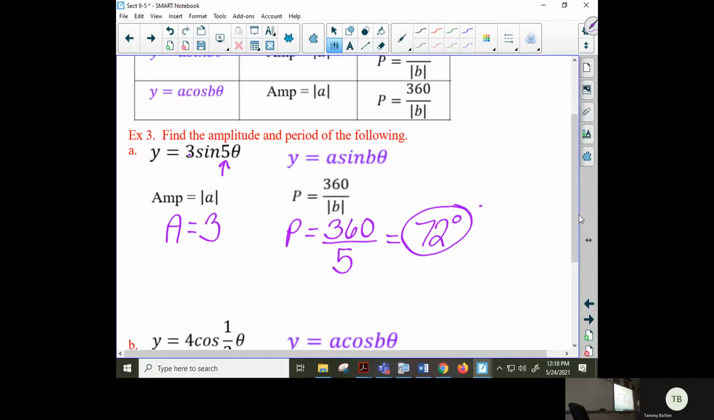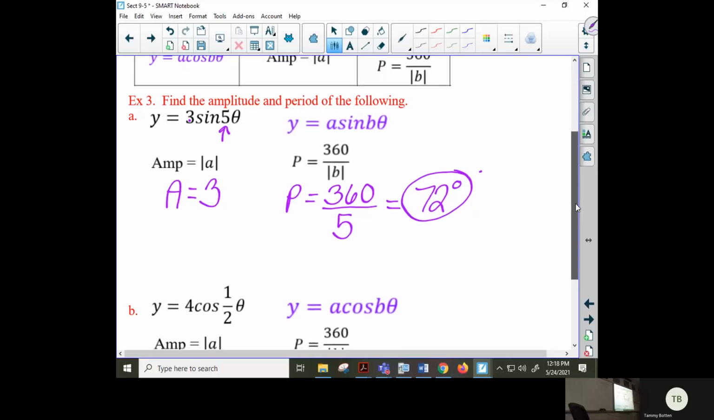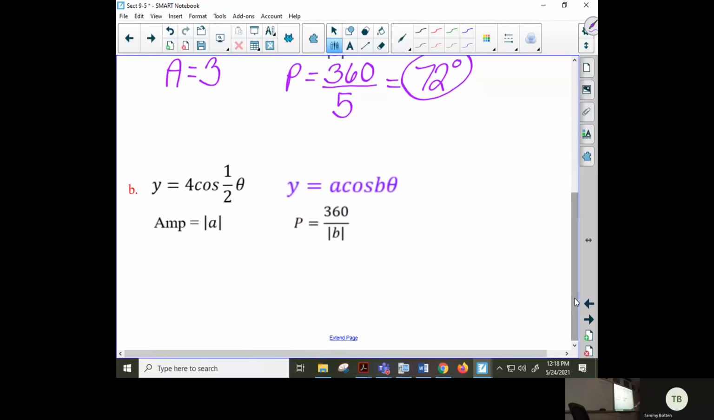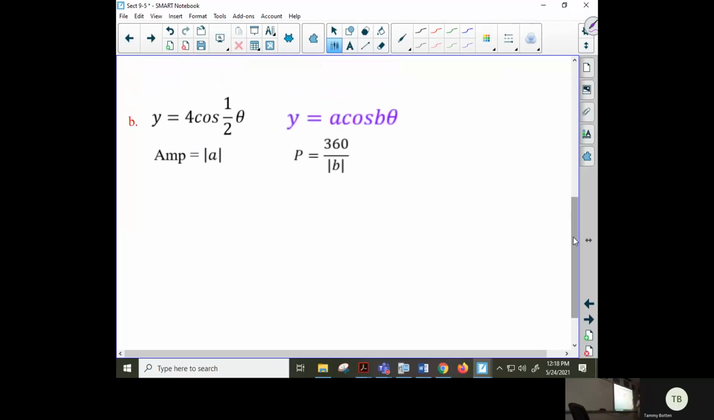So what that means is on a graph from 0 to 72 degrees, you would have your whole sine function. And I'll show you how to do that. 72 wouldn't actually be a very easy one to graph, to be honest. Now, if we look at this one, our amplitude is going to be 4. How does that change the graph? Yep, the height. So instead of going up to, what do we normally go up to? 1, we'd go up to 4 and down to -4. Yep, good.